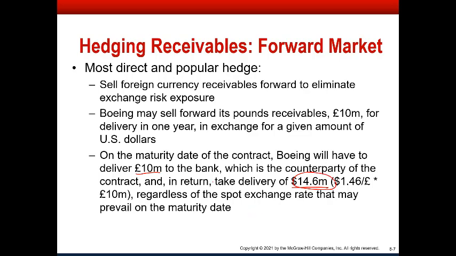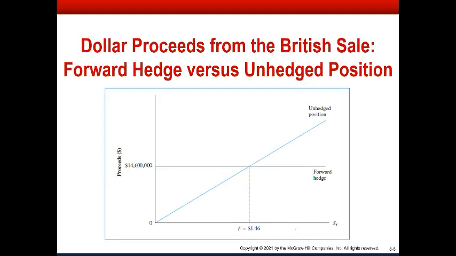Now, of course, the downside of this is that the value of the pound goes up, and then Boeing would be losing out. So if the exchange rate goes to $1.50 a pound or higher, if the pound goes up 20%, so the pound is now worth $1.80, let's say, then Boeing would have received $18 million, meaning they lost out on a $3 million gain. And of course, they're going to be pretty sad about that. So you totally eliminate any upside potential of the foreign currency appreciating with a simple forward.